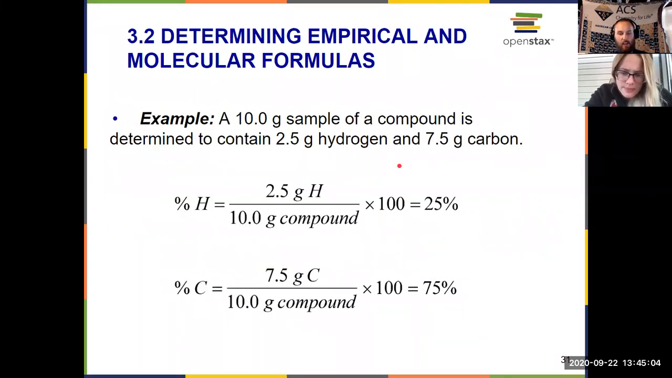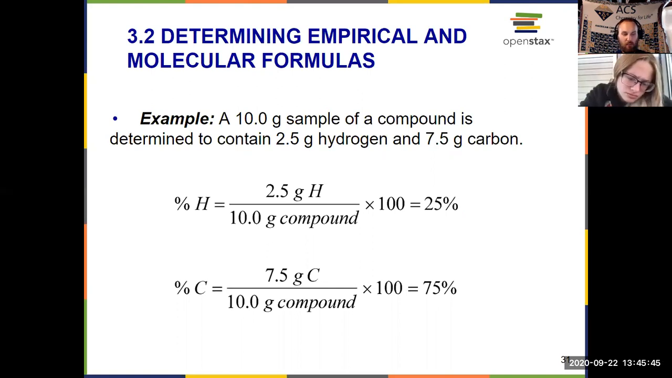So if we take an incredibly easy example, right? Take a 10-gram sample of a hydrocarbon, which means it's just made up of hydrogen and carbon. Okay. And we want to find the mass percents here. What percentage hydrogen? 2.5 grams of hydrogen there over 10 grams of the compound multiplied by 100, 25%. And then you see the math for carbon, or you could do it by subtracting from 100 as well, right? 100 minus 25. What's left? 75%. That must be just from the carbon, because we know that those two are what are making up our compound. Okay? That is an overly simple example.